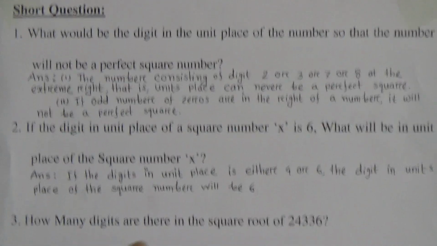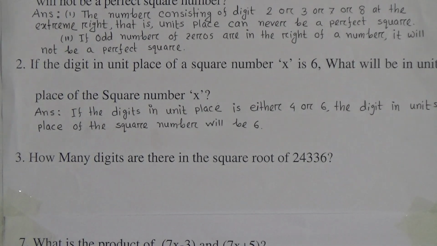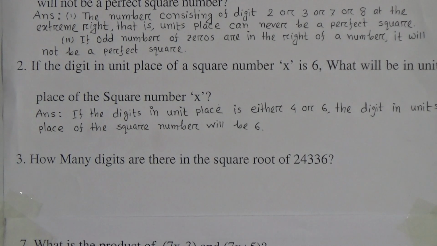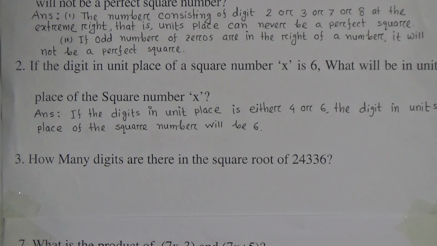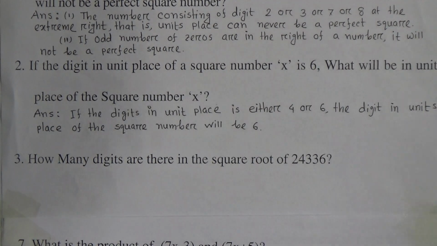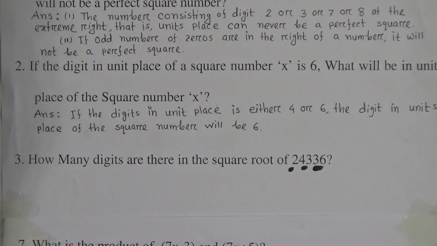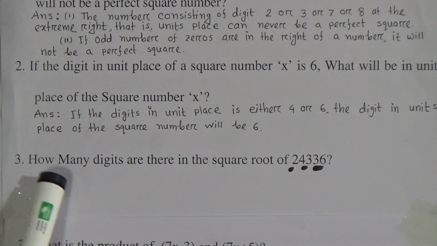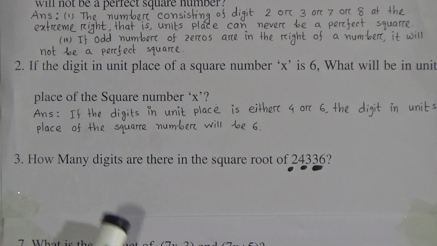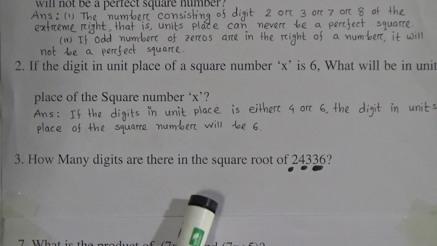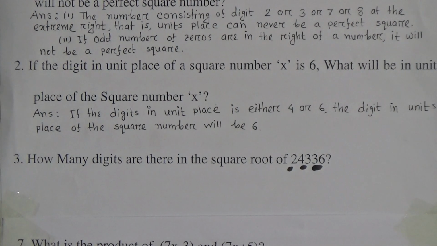Now I will discuss question number 3. How many digits are there in the square root of 24,336? Dear student, you have to write only the answer. You see, how many digits are here? You have to take pairs. One pair, two pair and another one pair. That means 3 pairs. So you write, there are 3 digits in the square root of 24,336. Okay, finish.